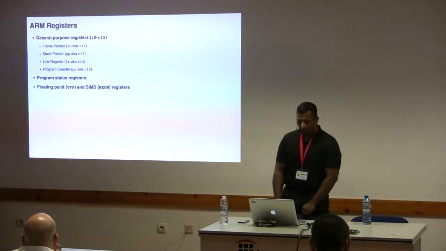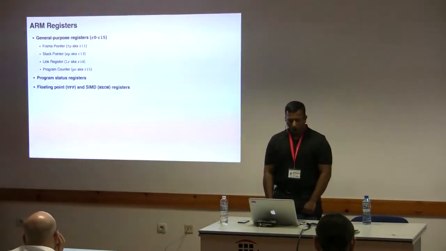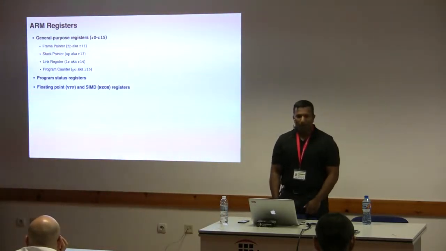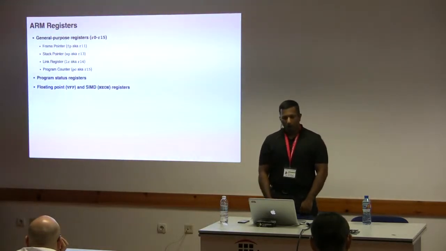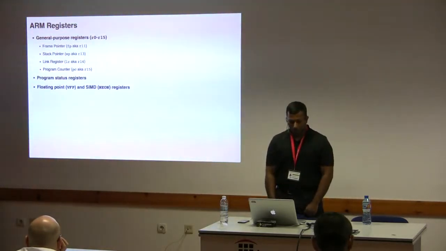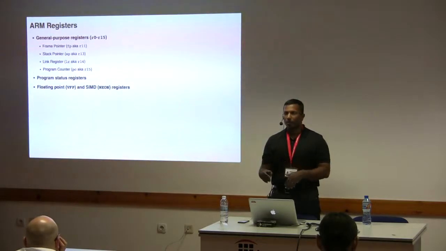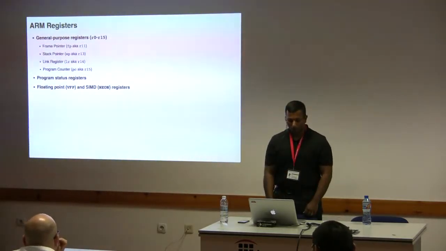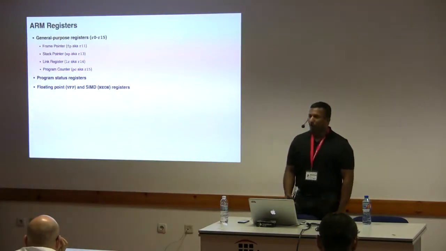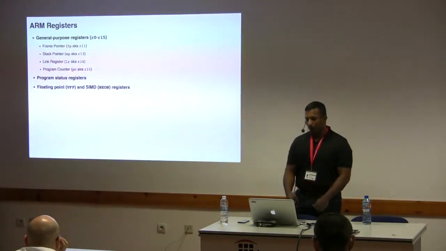Okay, so let's look at the instruction set a little bit more. So ARM has 16 general purpose registers, R0 through R15. Some of them have designated uses. So R11 is the frame pointer, R13 is the stack pointer, R14 is the link register. When you do a call instruction on ARM, the link register will save your current PC, so you have something to return back to. That's what the link register is used for. R15 is used as the program counter, the PC. ARM also has some program status registers, and it also has floating point. They're called VFP registers in ARM, and SIMD registers that are called Neon.